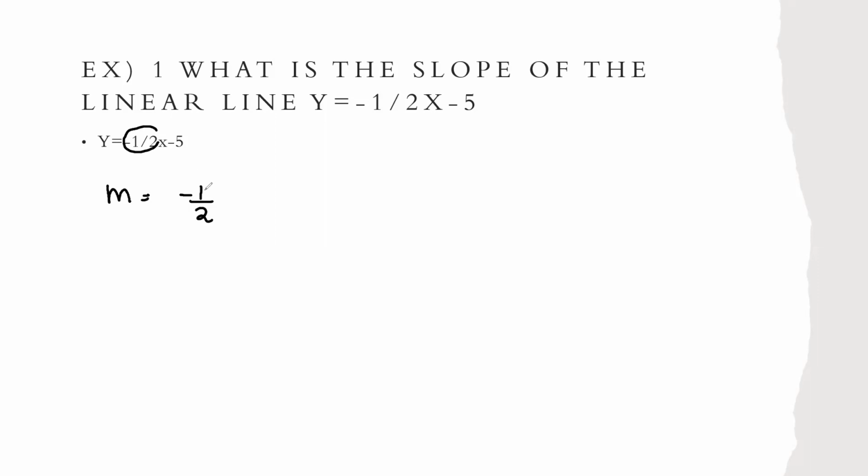It's negative, so you're going to rise 1, and then go 2 units to the left. Right now we're not focusing on graphing. I just want to know the slope. So the slope is negative 1/2. Okay, let's move on.